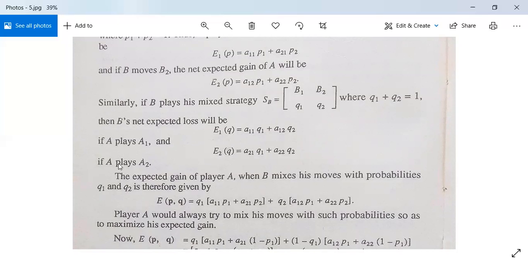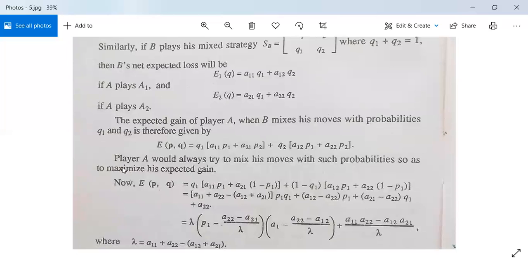A plays A2, अगर A का जो चॉइस है वो A2 आता है. The expected gain of player A when B mixes his moves with probabilities Q1 and Q2 is therefore given by EPQ is Q1 into A11 P1 plus A21 P2, means Q1 into E1P, plus Q2 into A12 P1 plus A22 P2, means Q2 into E2P. This is the formula.